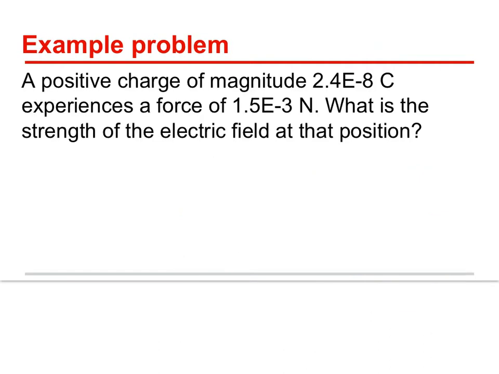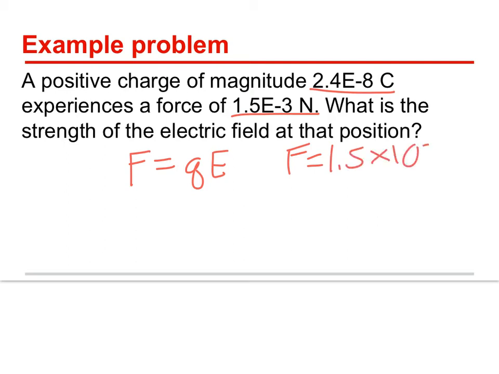Let's do a problem. A positive charge has a magnitude of 2.4 times 10 to the negative 8 coulombs, experiencing a force of 1.5 times 10 to the negative 3rd newtons. What is the strength of the electric field at that position? So let's use our equation, F equals QE. So my force is equal to 1.5 times 10 to the negative 3rd newtons. My positive charge, remember charge is Q, is 2.4 times 10 to the negative 8 coulombs.